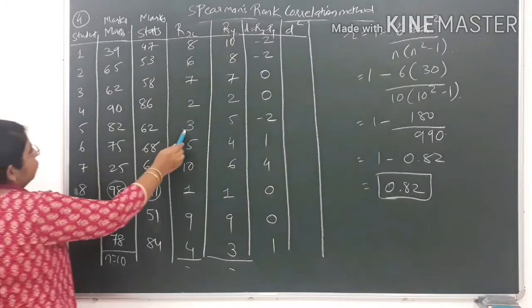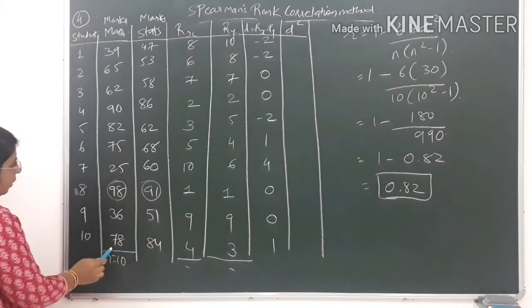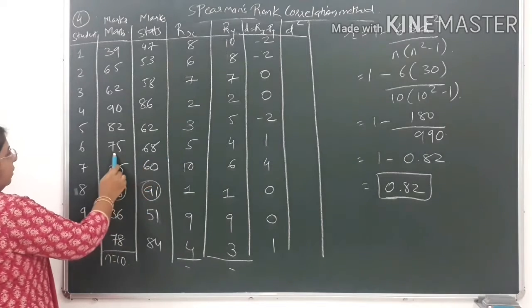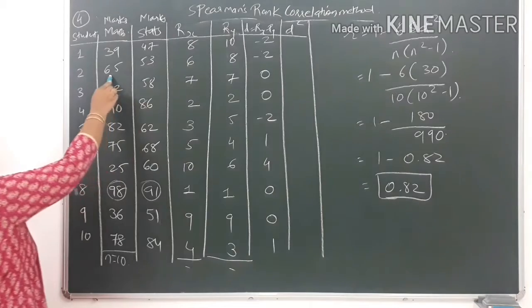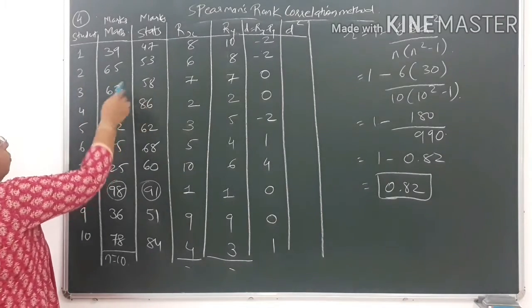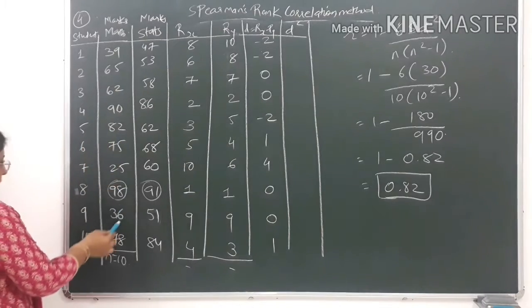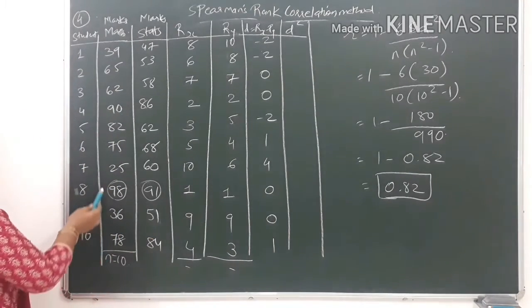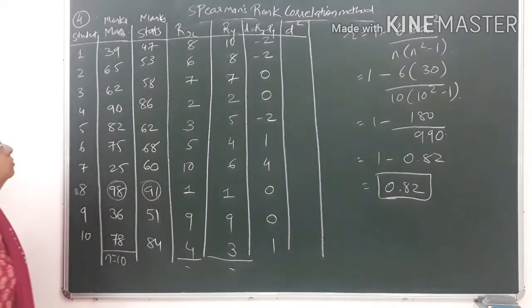Now the third rank is for 82 marks. Now the fourth rank, that is 78. Fifth rank, that is 75. Then afterwards 75 again. Then sixth rank, that is 65. Seventh rank 62. Eighth rank, that is 39. Then afterwards ninth rank, that is 36. And last, the 10th rank, that is 25 marks.